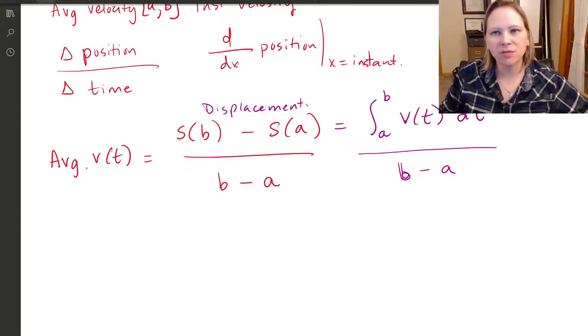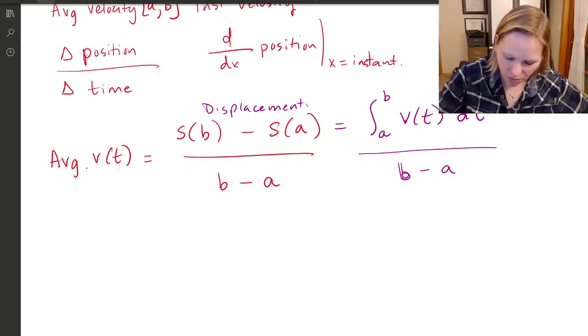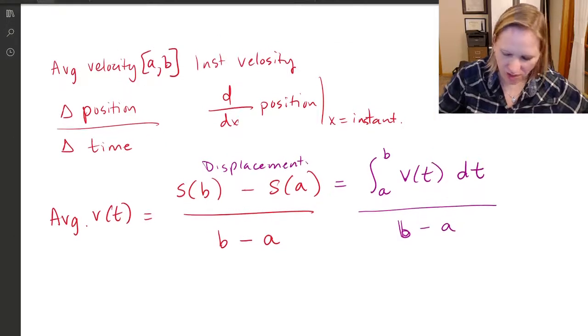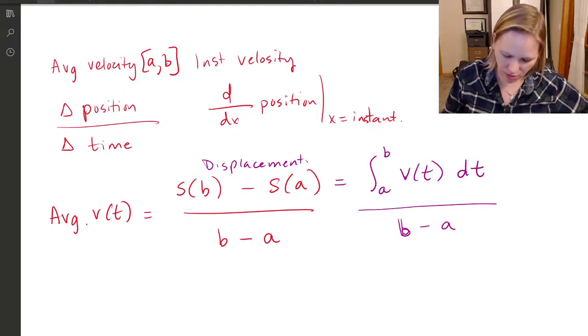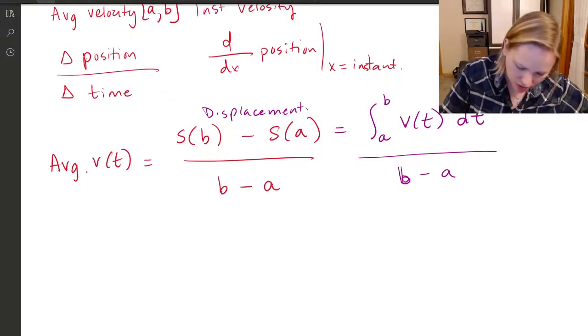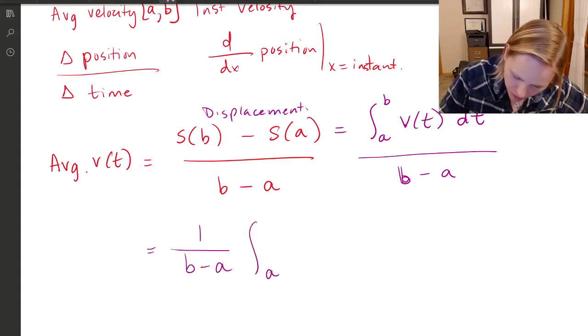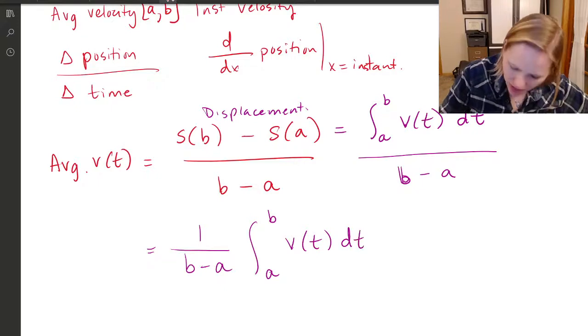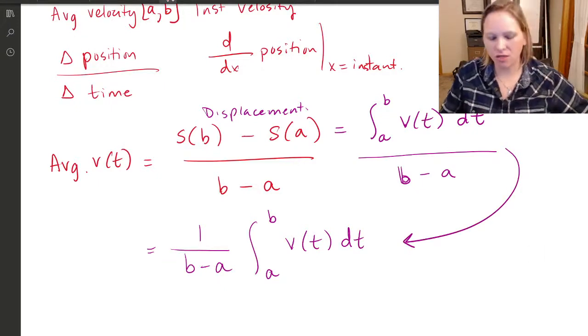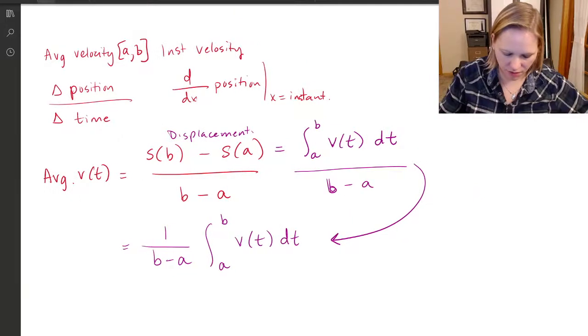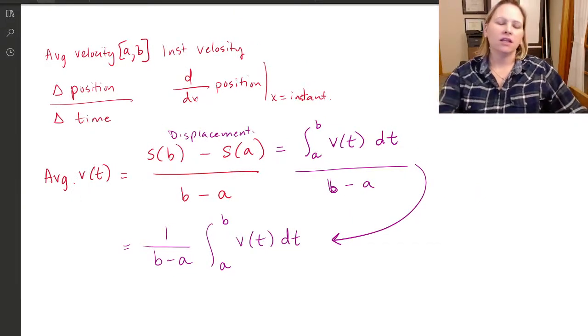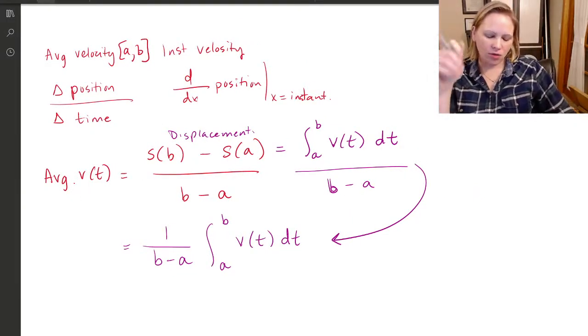Now, I want to talk a little bit about another reason why we would need to divide by this change in time, but this right here is really related to everything we've been doing. Your book is going to rewrite it like this and bring that 1 over b minus a to the front and write it like this. But essentially, it's the same thing. We just wrote it a little bit differently. It's an equivalent form.